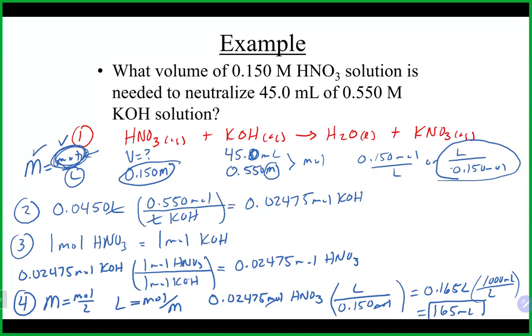So in this case, we actually used molarity in both spots, the second spot and the fourth spot, and we're able to figure out the volume needed to neutralize it. So for example, if we were doing a titration like this, and we started with 45 milliliters of that KOH in the beaker, we would have to take from our burette 165 milliliters of the nitric acid to reach the equivalence point. That's basically what that number means.